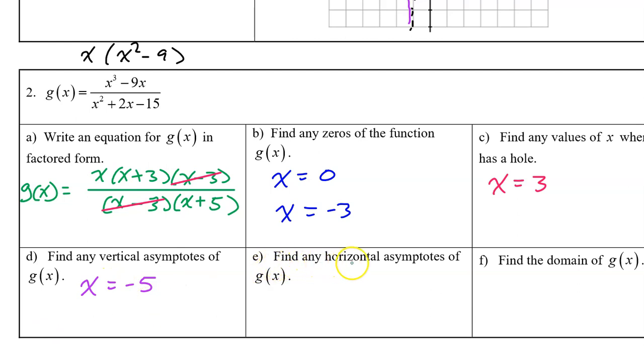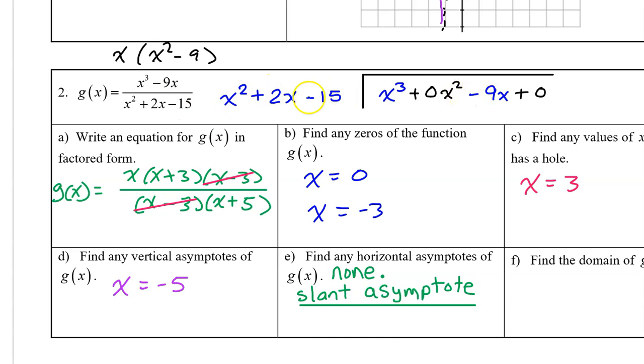Part E, find any horizontal asymptotes of g of x. When the degree of the numerator is higher than the denominator, there are no horizontal asymptotes. However, if the degree of the numerator is exactly 1 more, then there is a slant asymptote. Let's find the slant asymptote by doing long division.